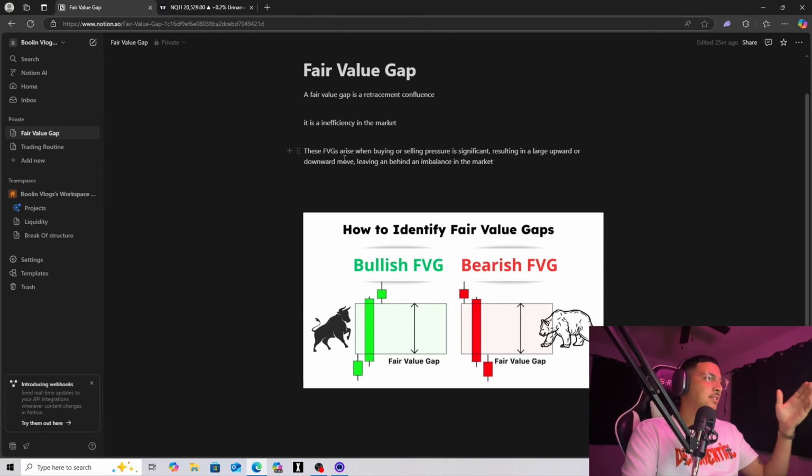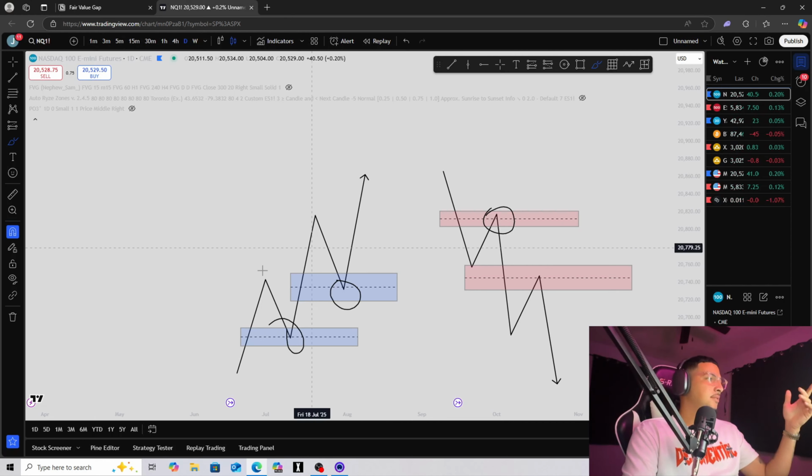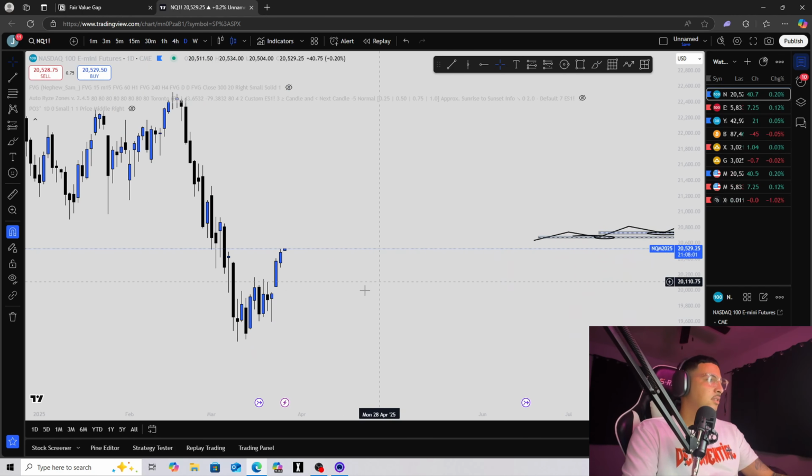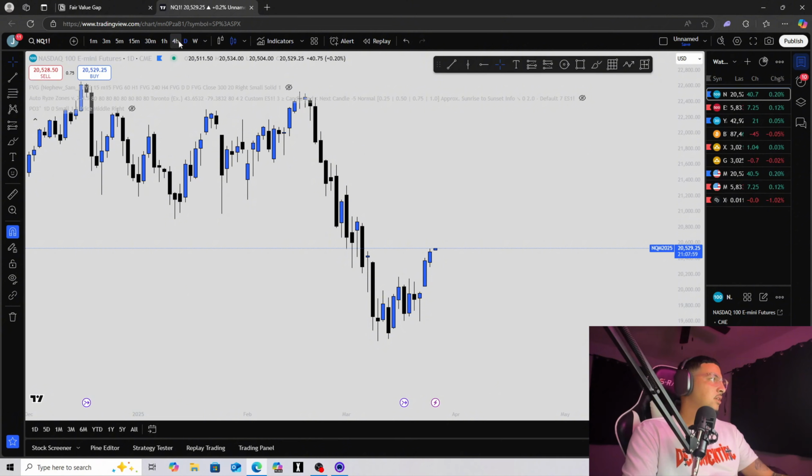These fair value gaps arise when buying or selling pressure is significant, resulting in a large upward or downward move, leaving behind an imbalance in the market. That's exactly what I was explaining to y'all. Let me explain it in the market, so you guys can understand.